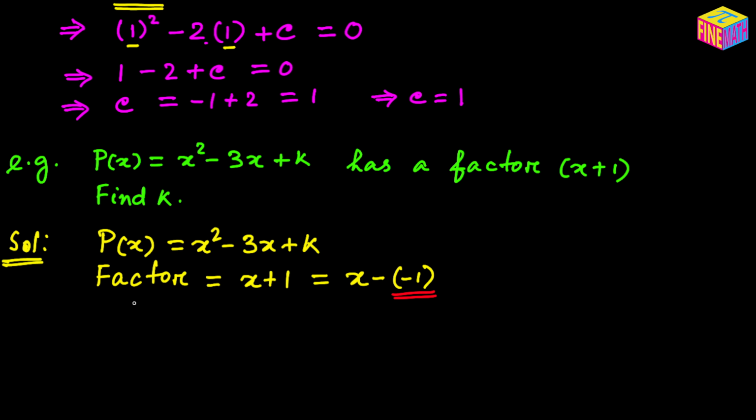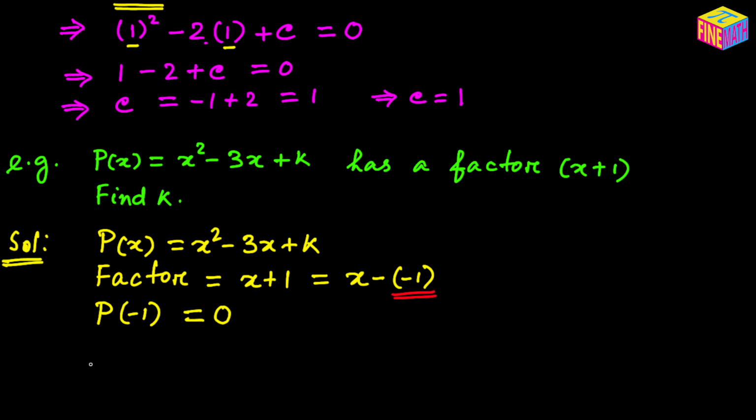So now let's try to find out the remainder, because if we divide this polynomial by a factor which is x plus 1, the remainder should be 0. Now in this case, what is the remainder? The remainder is p of c. In this case it is p of negative 1, because remainder is p of c, and here c is equivalent to negative 1. So this is our remainder and this must be 0. That's the required condition from the factor theorem, right?